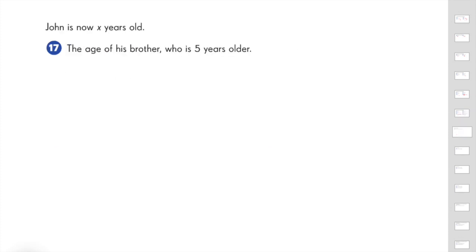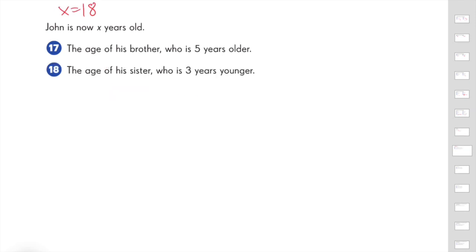Write an expression in terms of x for each of the following, then evaluate the expression when x is equal to 18. Okay, so it says John is now x years old. So 17 says the age of his brother, who is 5 years older. So if John is x, his brother would be 5 years older. So x plus 5 would be the expression. And now let's substitute 18 for x and solve. 18 plus 5 is 23.